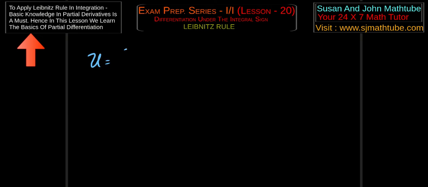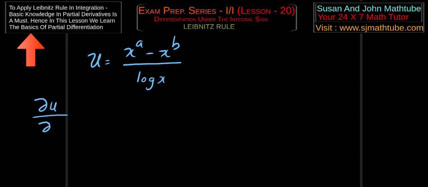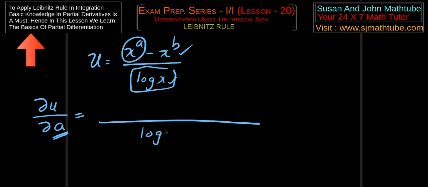U equal to x to the power a minus x to the power b, the whole divided by log x. Okay, I am trying to find the partial derivative with respect to a. So when I find curly D, when I find the partial derivative, I'll be interested in this. Okay, and that tells me a is the only variable. Who is the only variable? A. And this is the only term which contains a. So this is the constant, this is the constant. Oh, the denominator is a constant. So the rule tells me I keep the denominator as such.